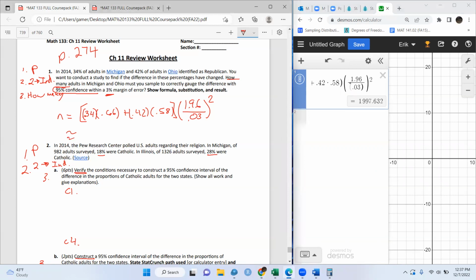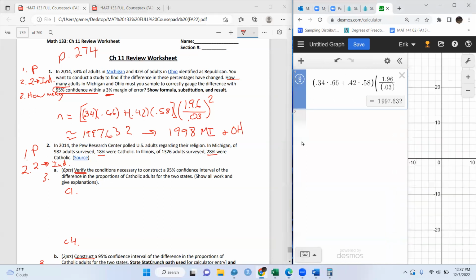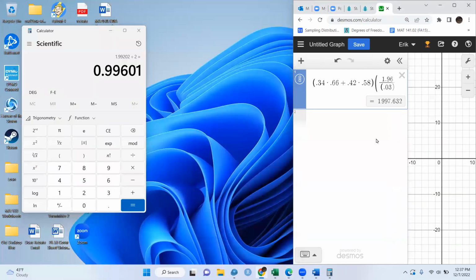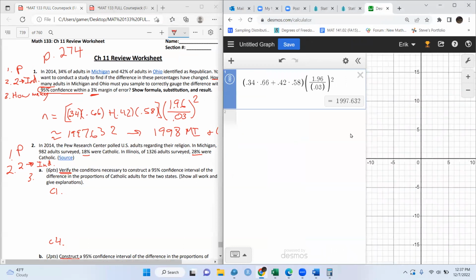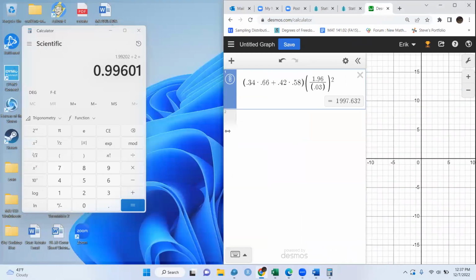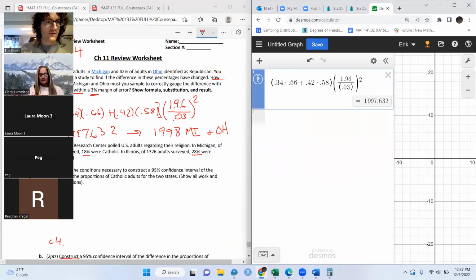So the answer is approximately 1997.632, which we always round up. So this many Michiganders and Ohioers, whatever, the Ohioans, I think is the correct term. Is that what y'all got? Yes. Good, good.